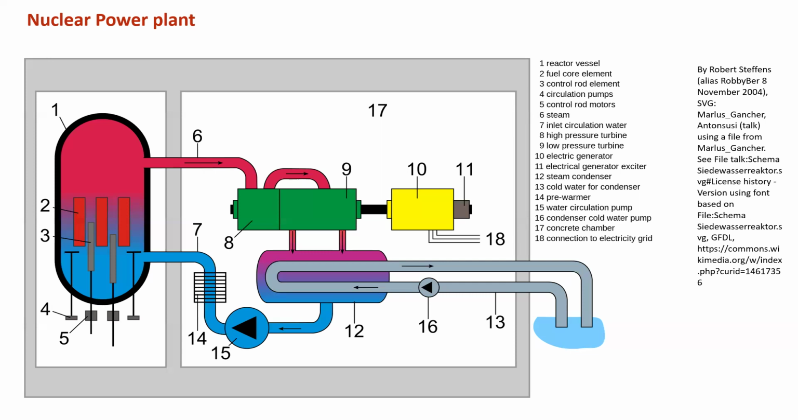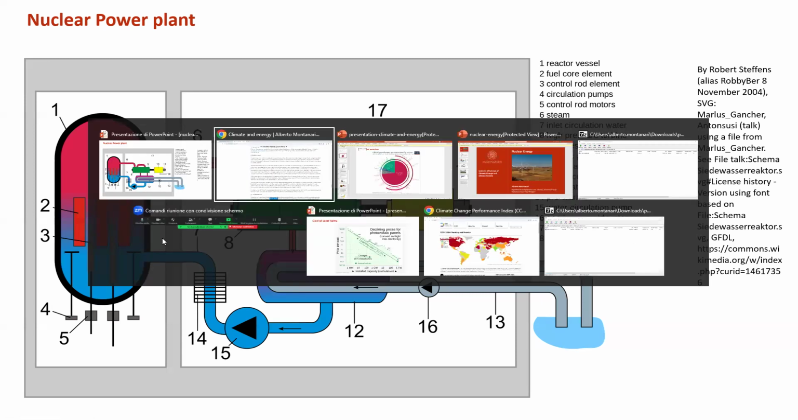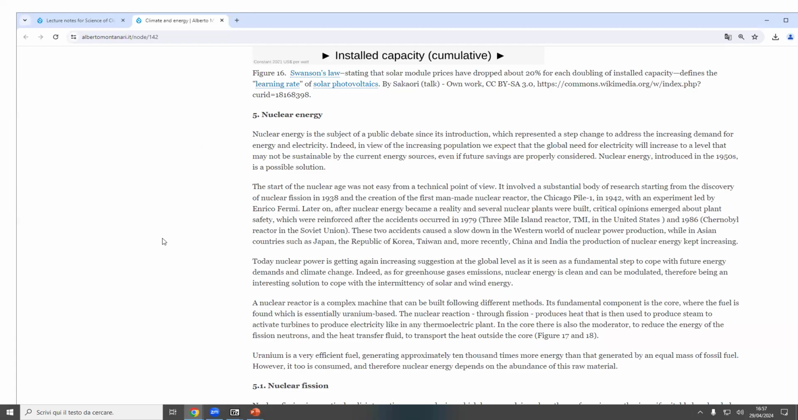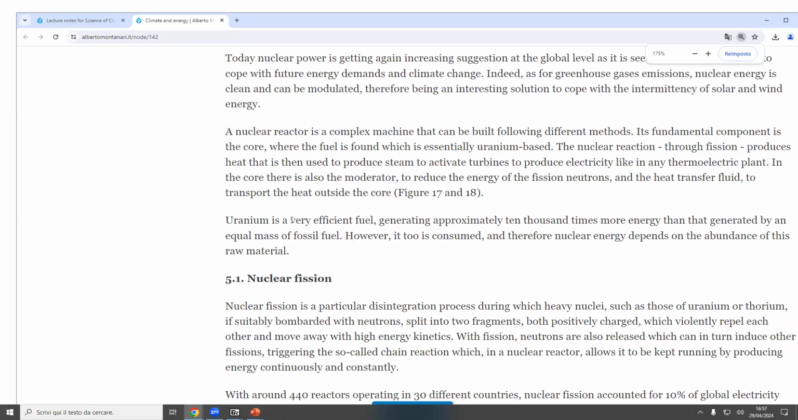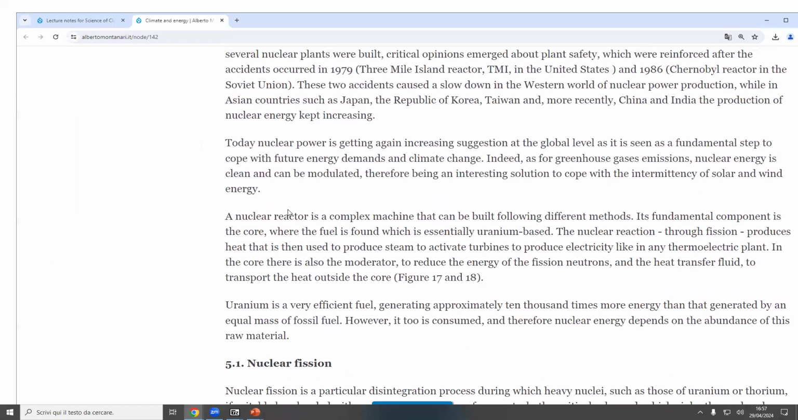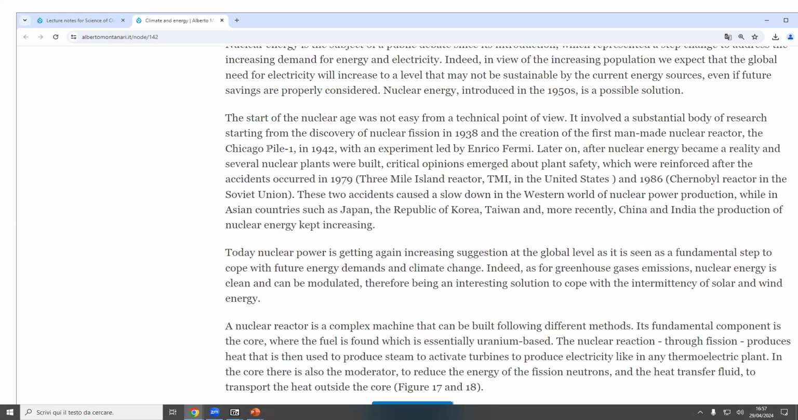Then in the 70s and in the 80s, there were two accidents which had a worldwide relevance. I'm reading from what I reported on my website. In 1979, in the United States, the Three Mile Island reactor, and then in 1986, Chernobyl, which is very famous because it provoked a spread of radioactivity over the whole of Europe.